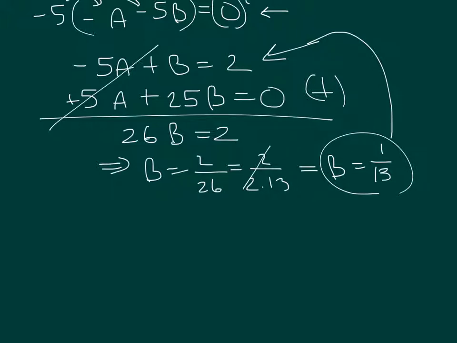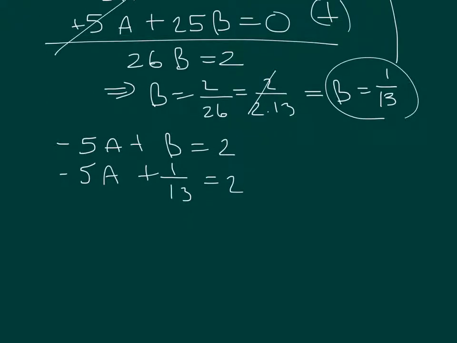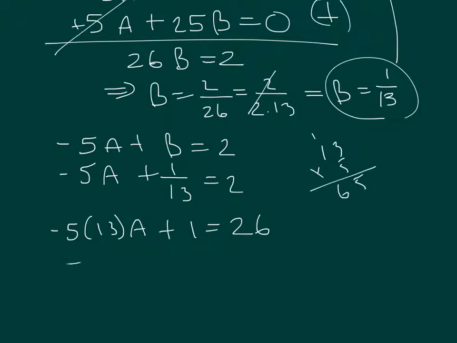Whatever your preference is to solve this linear system is up to you. Again, substitution, elimination, you want to use matrices. So minus 5a plus b equals 2. Negative 5a plus 1/13 equals 2. I'm just going to multiply everything by 13 because I can, using the LCM. This is 1. 2 times 13 is 26. 13 times 5 is 65. So negative 65a plus 1 equals 26.